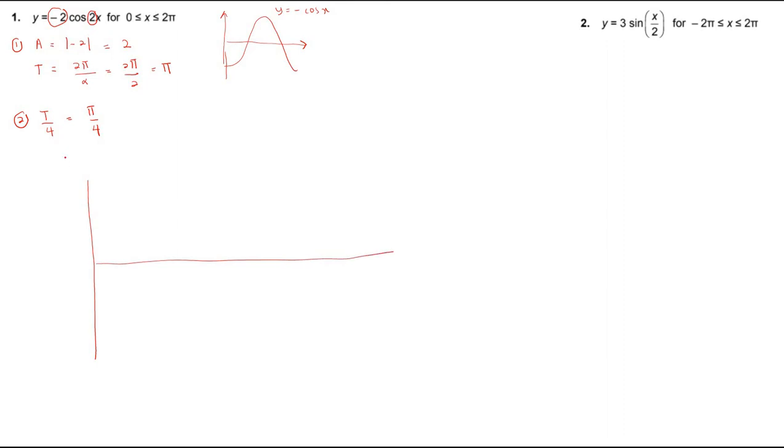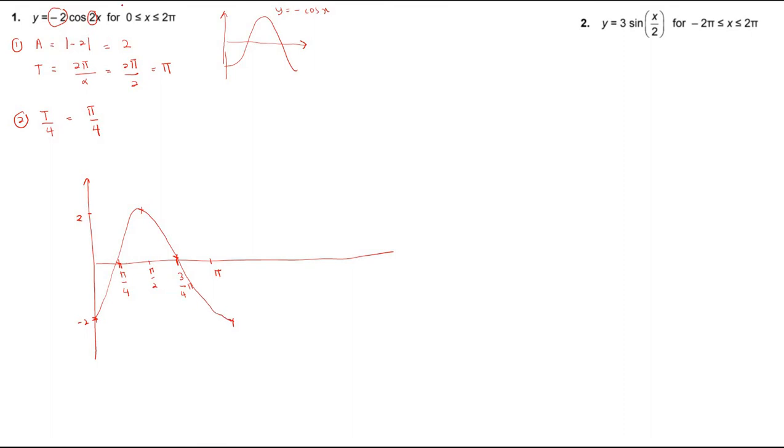Okay, let's start. The amplitude is 2, negative 2. Subinterval, pi over 4. Pi over 4 plus pi over 4 is pi over 2, plus another pi over 4, we get 3 over 4 pi, plus pi over 4 is pi. Okay, let's start with 4 subintervals. Okay, let's plot following the shape of y equal negative cos x. So, starting from here. Then, let's extend the graph. Okay. This is for one cycle.